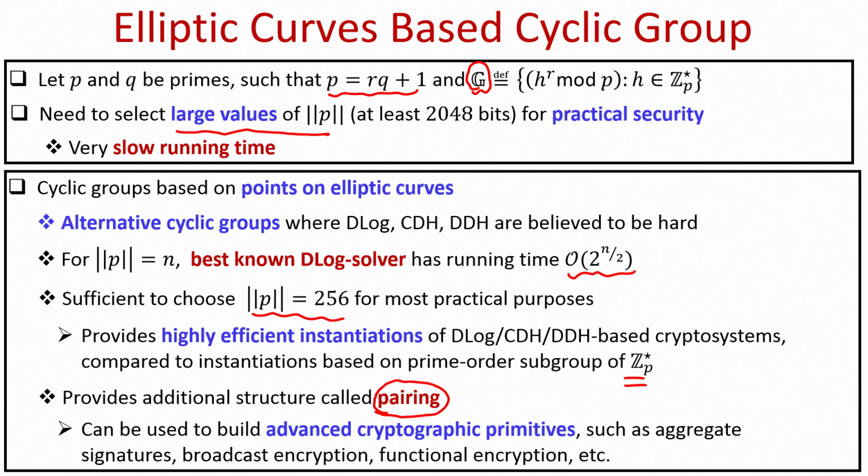Another interesting property of the cyclic groups based on elliptic curves is that they provide additional structure, which we call pairings. We are not going to discuss it in this course because it is an advanced concept, but just for your information, this additional structure can be used to build highly advanced cryptographic primitives such as aggregate signatures, broadcast encryption, functional encryption and so on.